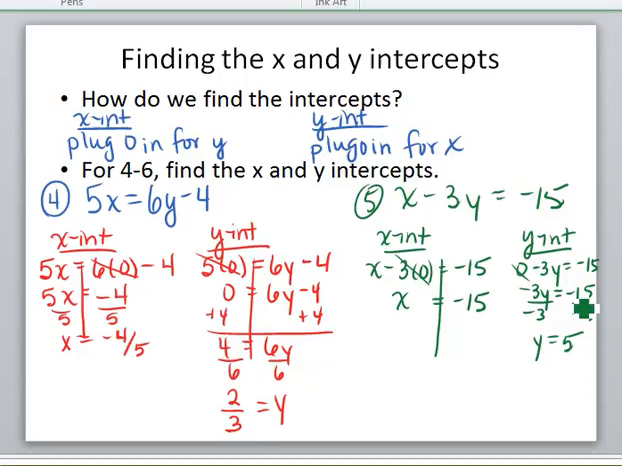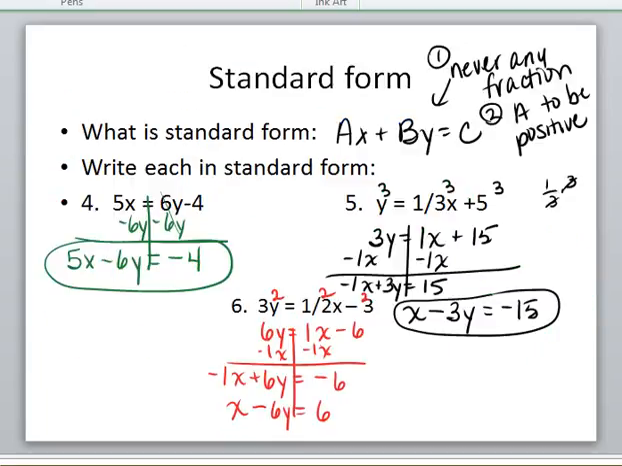Now, I also said I would do 6, but I may not be able to do that right now. If you want to try that one, you do get the x-intercept is 6, and the y-intercept is negative 1. If you have difficulty with that, bring that up during class.